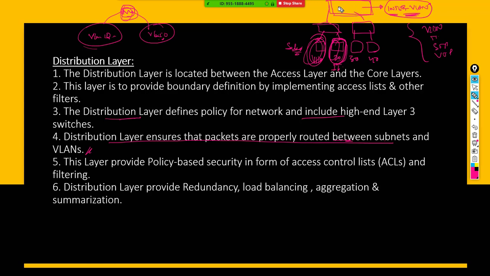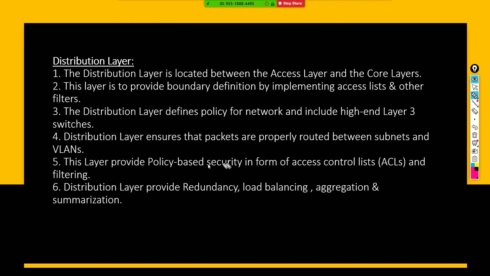Now that is done on the distribution layer. On the core we don't do that, only on the distribution layer we do that. And all other policy-based security, access lists, everything can be enabled on the distribution layer. The distribution layer will also help us with redundancy, load balancing, aggregation, and summarization.